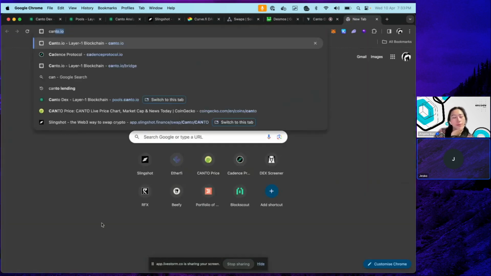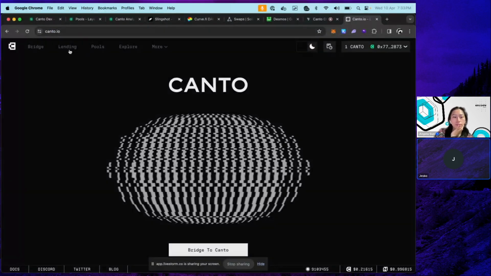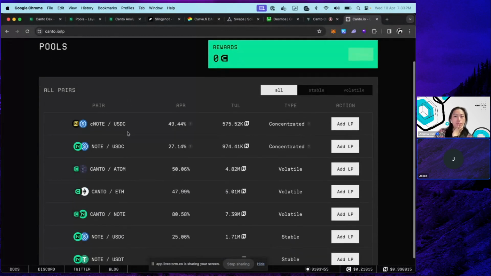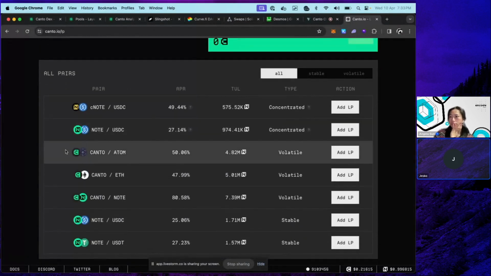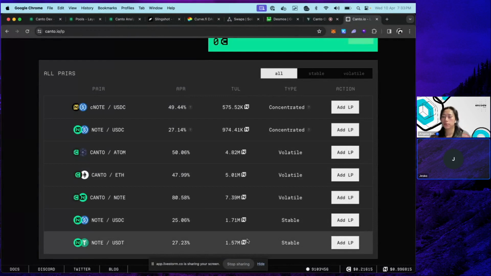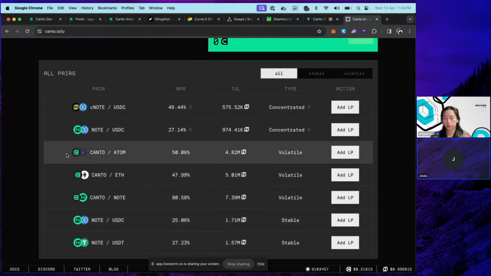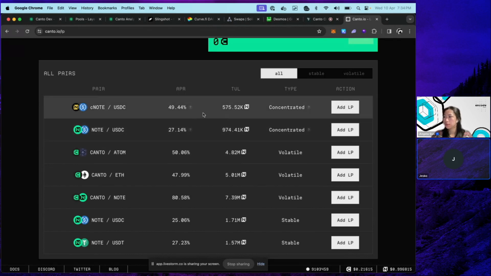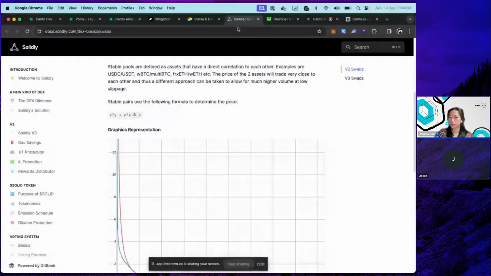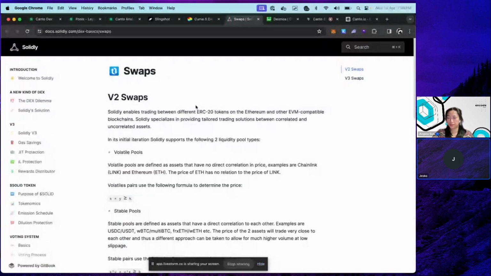Everyone must have seen the pools on Canto.io, right? So these ones are the main pools part of the Canto decentralized exchange, and they form the basis of a lot of infrastructure around Canto, right? The decentralized exchange itself is similar to Solidly, which in turn is similar to Uniswap V2, right? So here we're going to talk a bit about Solidly.